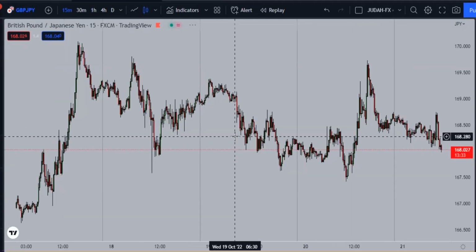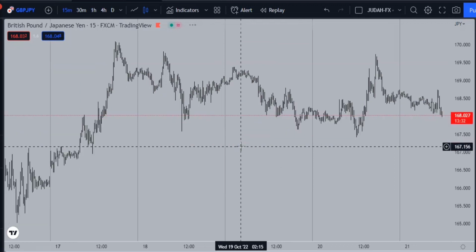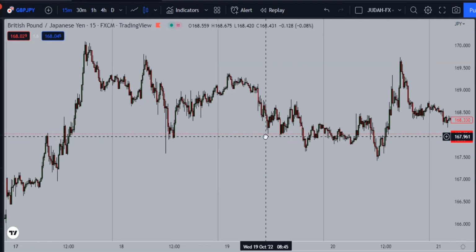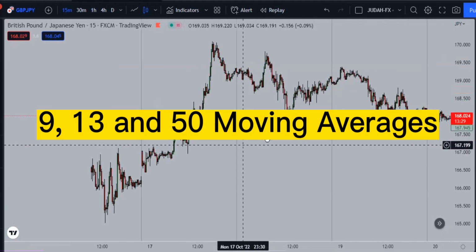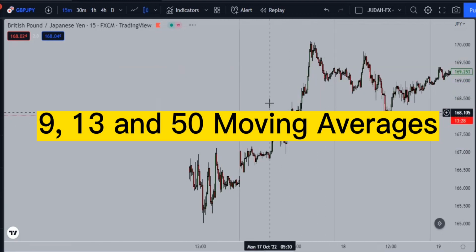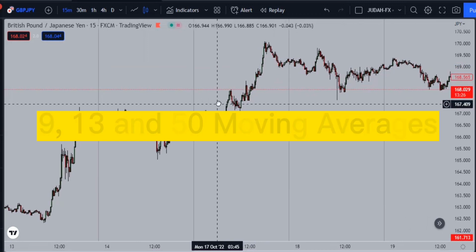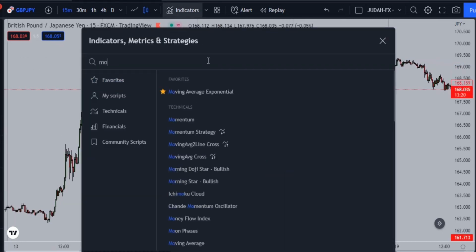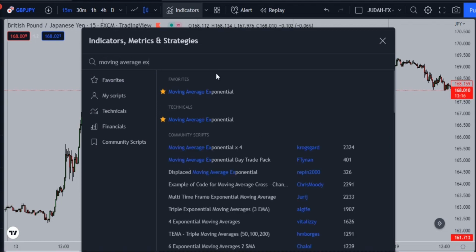Here's how the strategy works, but first you need to add the following indicators. We'll be using 3 TradingView indicators for this strategy: the 9 exponential moving average, the 13 exponential moving average, and the 50 moving average. To add them, go to TradingView and click Indicators, type in Moving Average Exponential. Click on it 3 times.